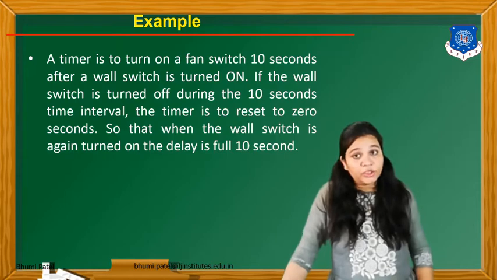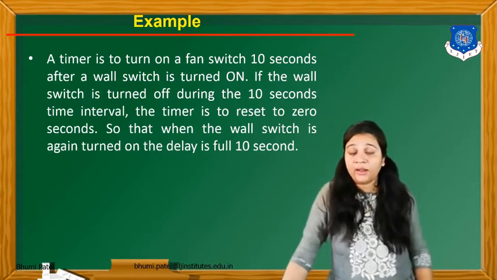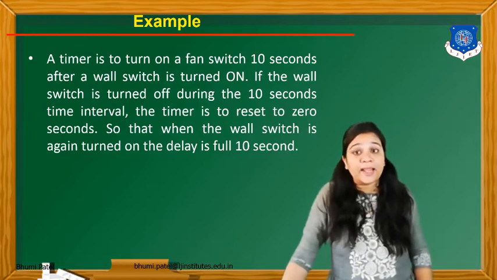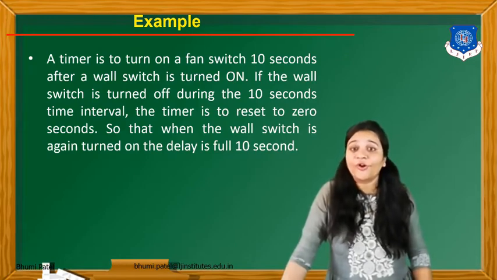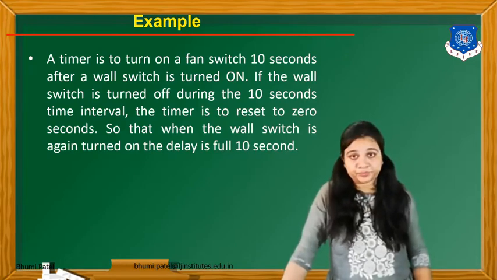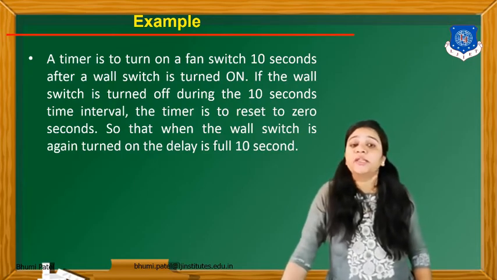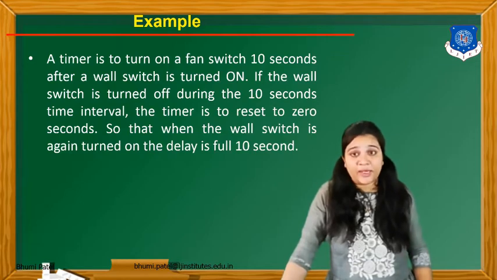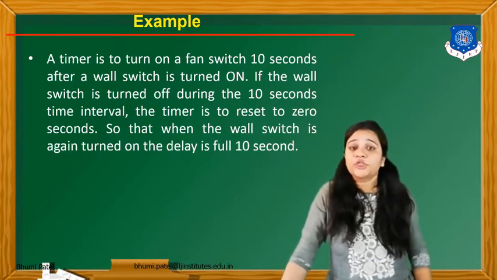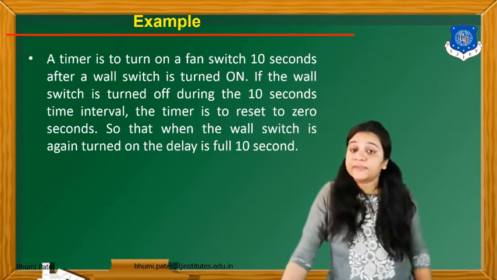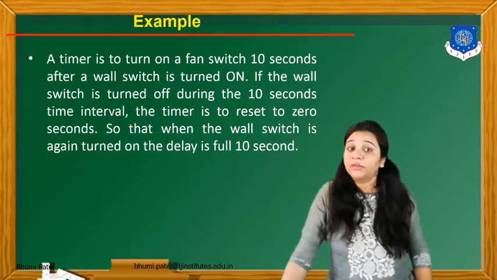Clear? So first of all, we will study different examples using the T on and the T off timer. The first example is that a timer is to turn on a fan switch 10 seconds after a wall switch is turned on. If the wall switch is turned off during the 10 seconds time interval, the timer is to be reset to 0 seconds, so that when the wall switch is again turned on, the delay is a full 10 seconds.